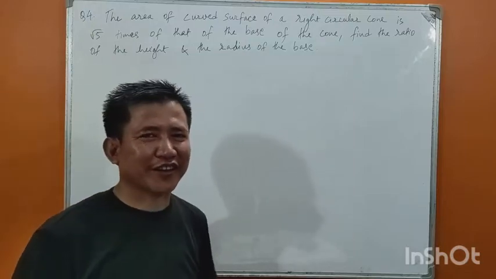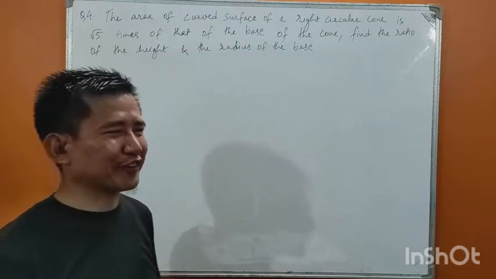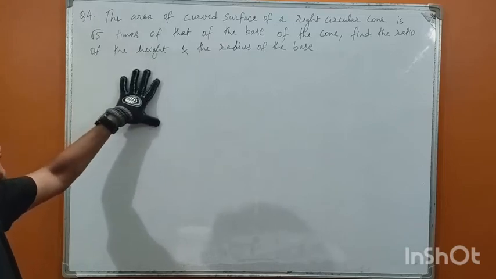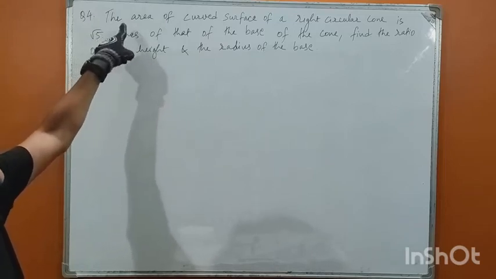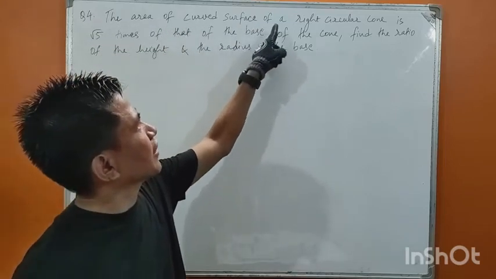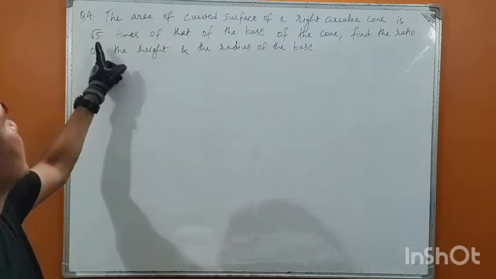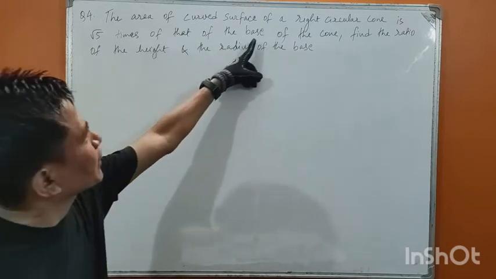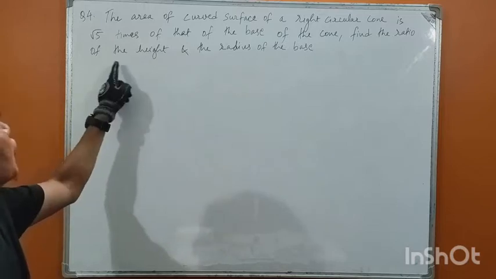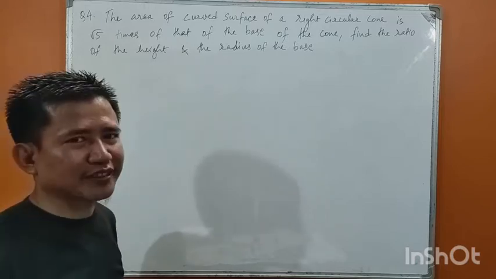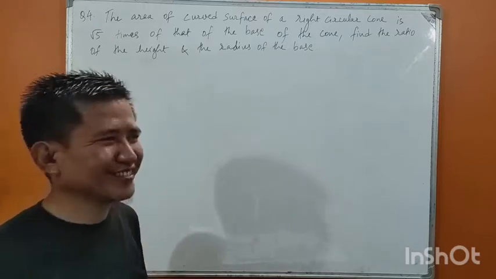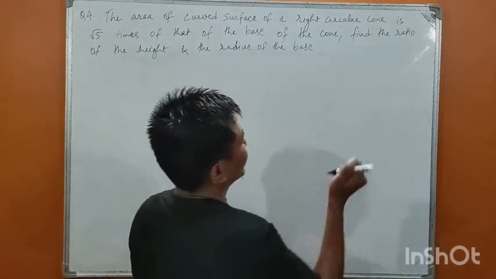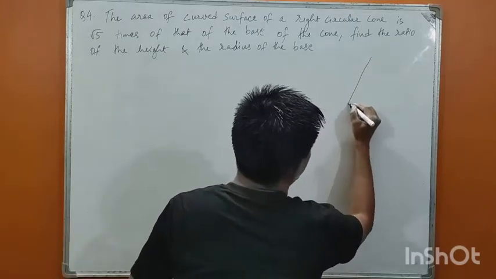Okay, now let us do another probable question for MP 2023. This is the next question. The area of the curved surface of a right circular cone is √5 times that of the base of the cone. Find the ratio of the height and the radius of the base. Did you get the question? I don't think so. Let me make you understand this.